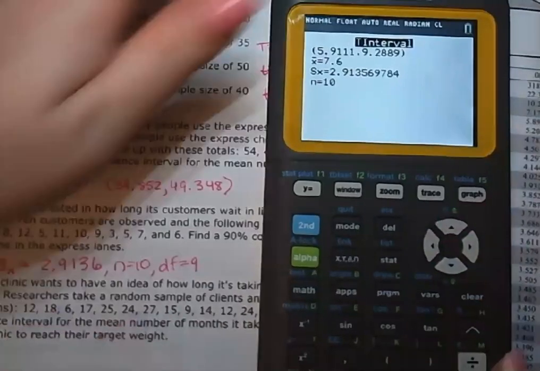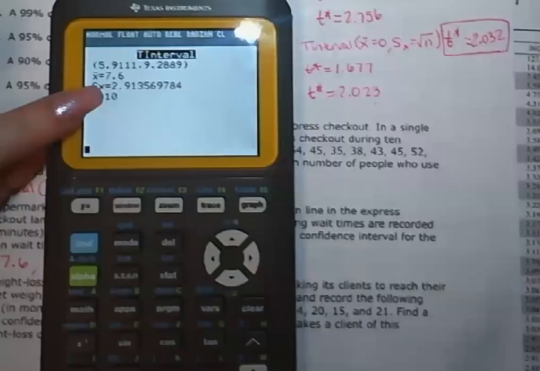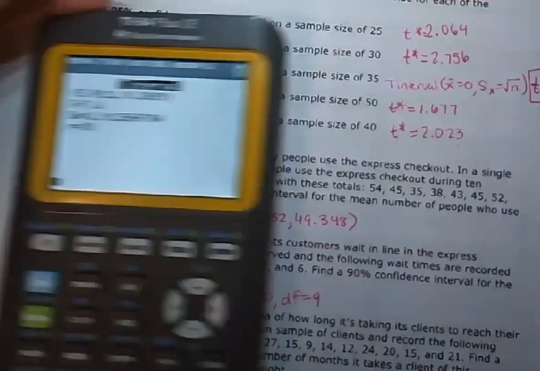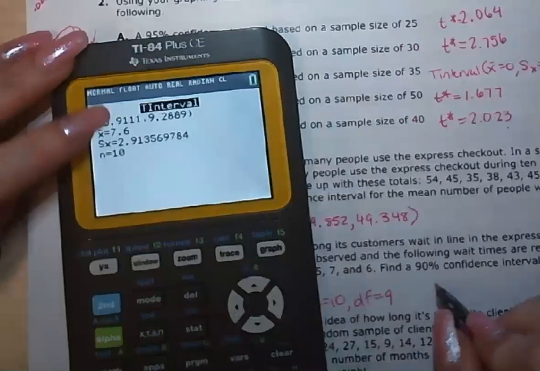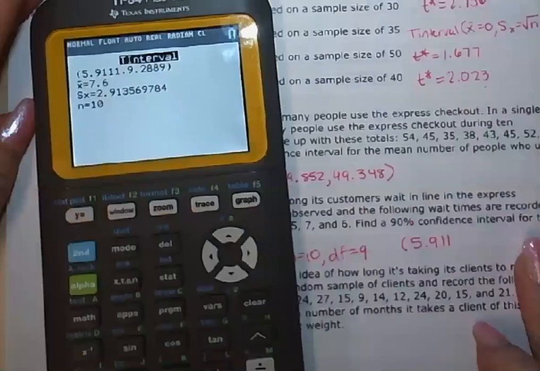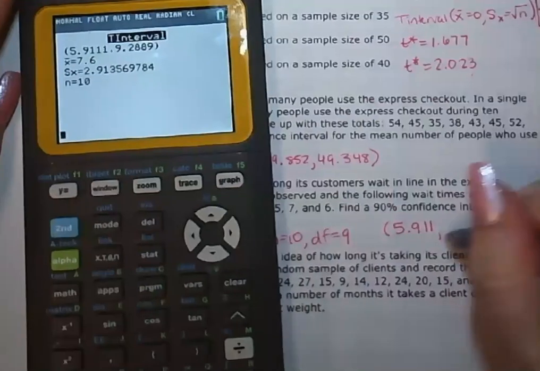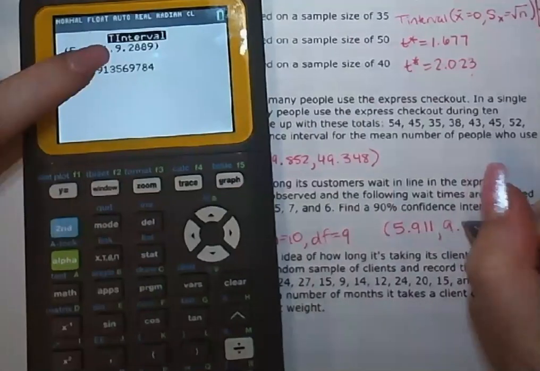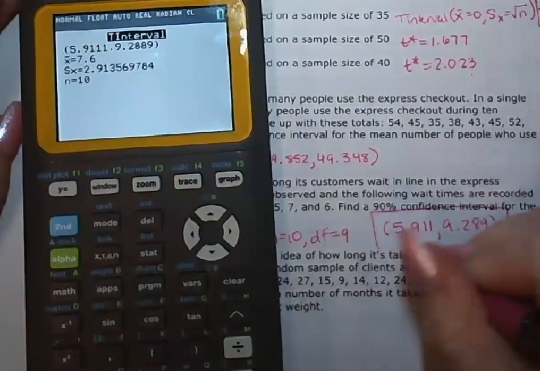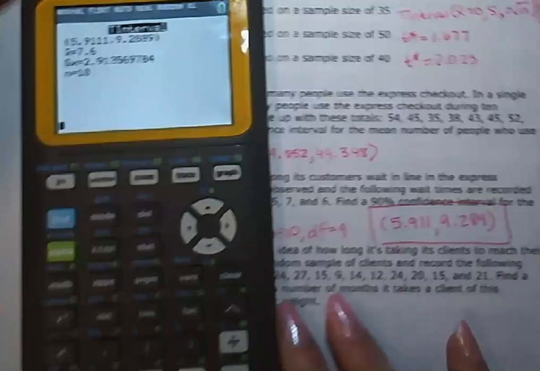Notice the only thing that it didn't give you in this process was the T star. So we would still have to calculate the T star like we did in numbers 1 and 2 if that was something that was required for this problem. So our interval is from 5.911 to 9.289. So that again means that we are 90% confident that the true population mean is between these two numbers.